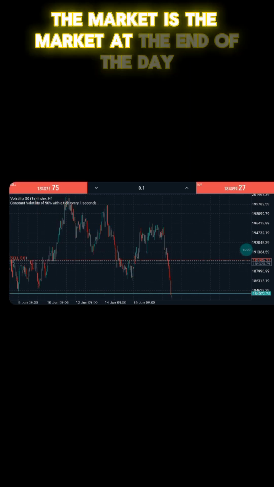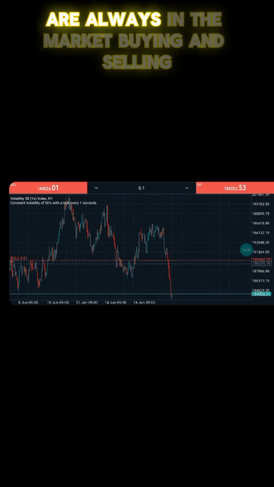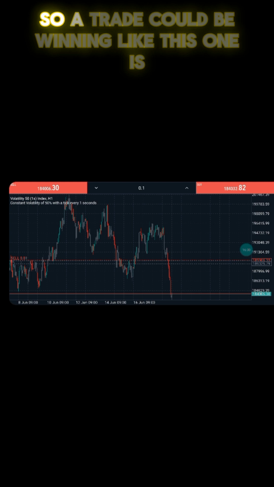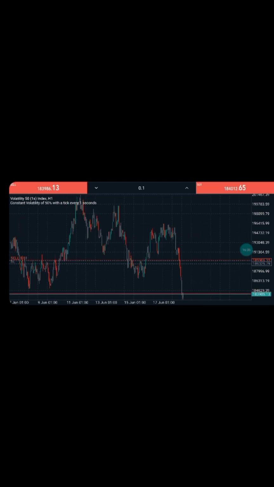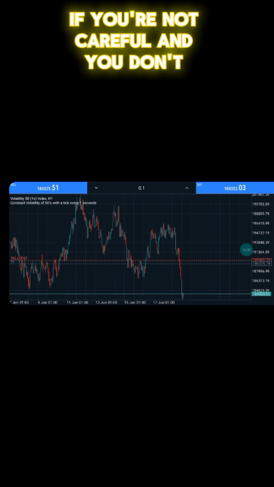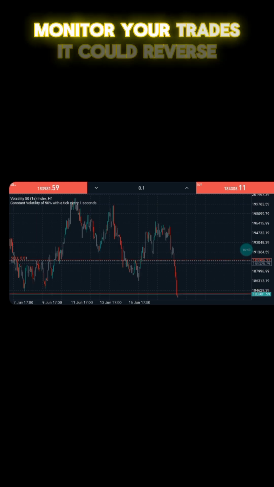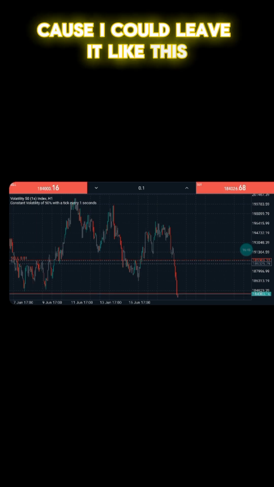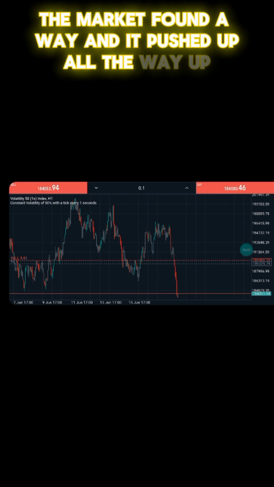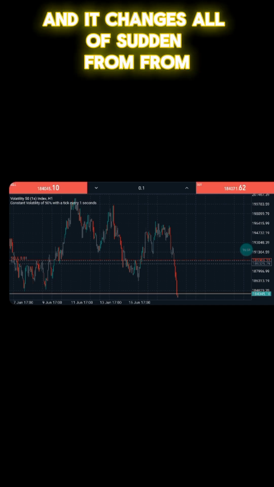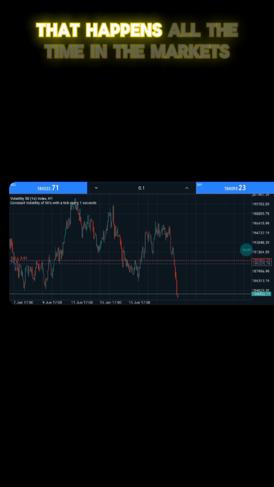The market is the market. At the end of the day, nobody really controls it. Different people with different emotions are always in the market, buying and selling. So a trade could be winning, like this one, as you see, is winning. But if you're not careful and you don't constantly check your charts and monitor your trades, it could reverse. Because I could leave it like this, and then find out tomorrow the market found a way and pushed all the way up, and it changes all of a sudden from a bearish bias to a bullish bias. That happens all the time in the markets.